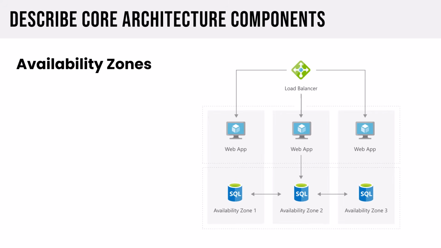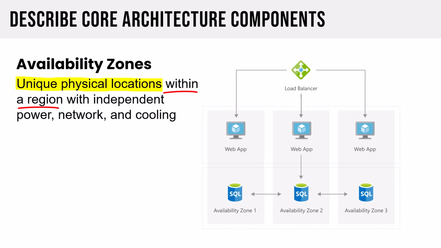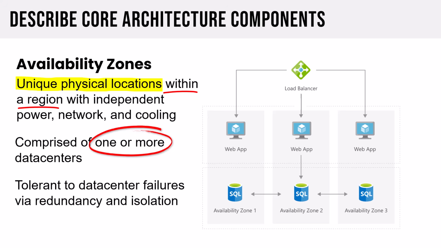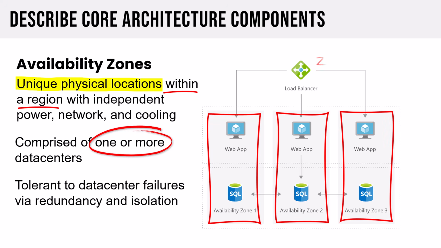Now, availability zones are unique physical locations within a region with independent power, network, and cooling. It's comprised of 1 or more data centers, and it's tolerant to data center failures via redundancy and isolation. So it's really focused on data center failures within a region. So my load balancer, for example, would be zone redundant across the data centers within the region.